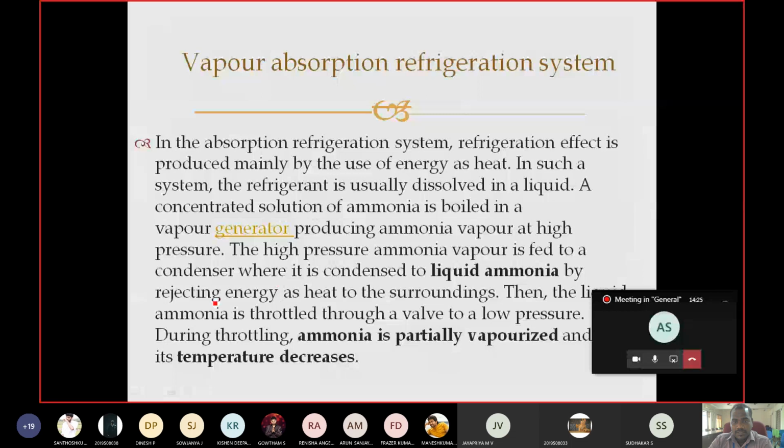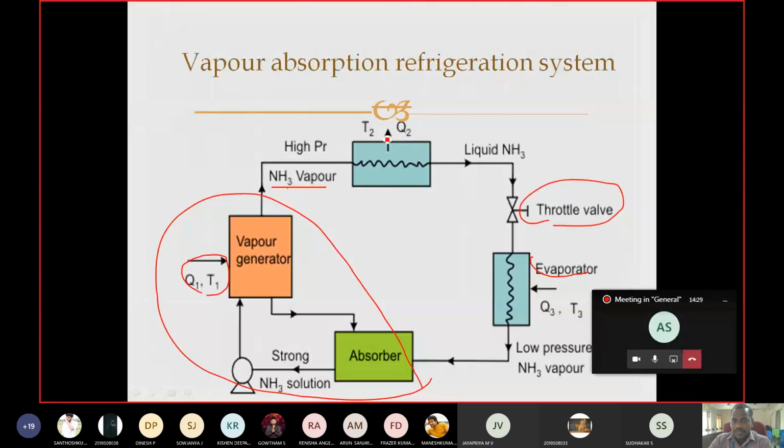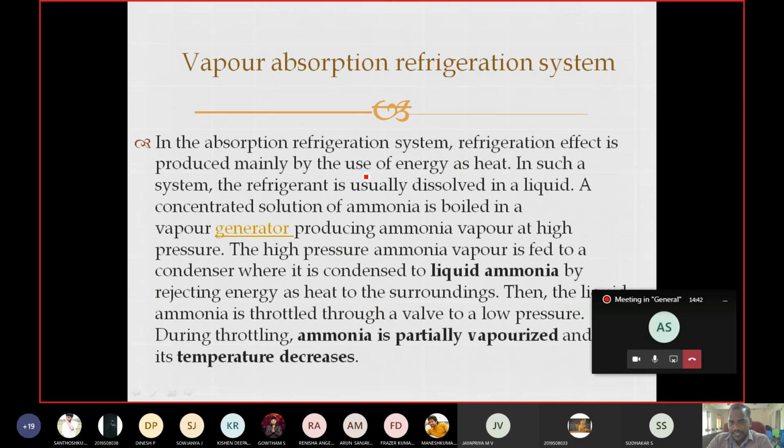So this second component is the condenser. So if this high pressure ammonia is passed through this condenser, yes, we can get the liquid ammonia again, by rejecting energy as heat to the surroundings. Then the liquid ammonia, so this energy can be used for our cooling purpose. Right. So then the liquid ammonia is throttled through a valve to a low pressure.